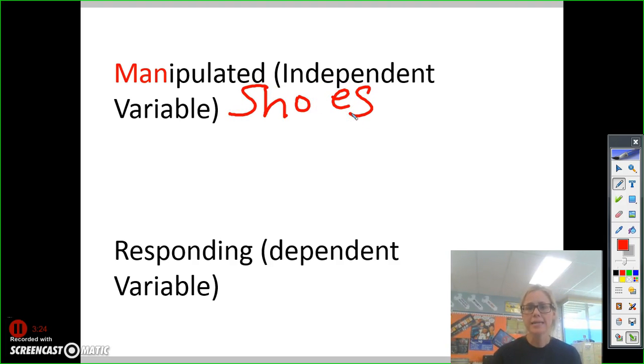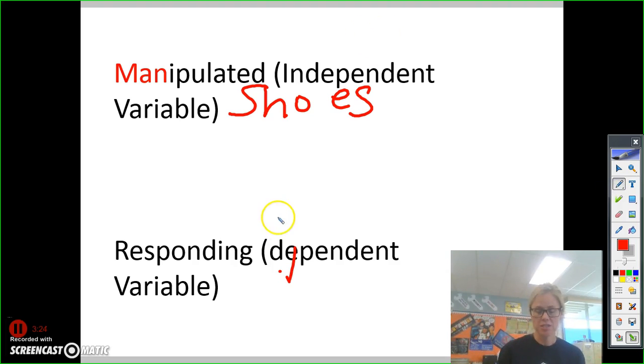The responding or the dependent variable, this is going to be what happens. What's going to change in my experiment because I have shoes? Remember, we're thinking about fastness. Who's going to be faster, with shoes or without shoes? So our times might be different. So when we look at the responding variable, we're going to look at time. My marker is not working perfectly. That's okay. So time is going to be our responding variable.